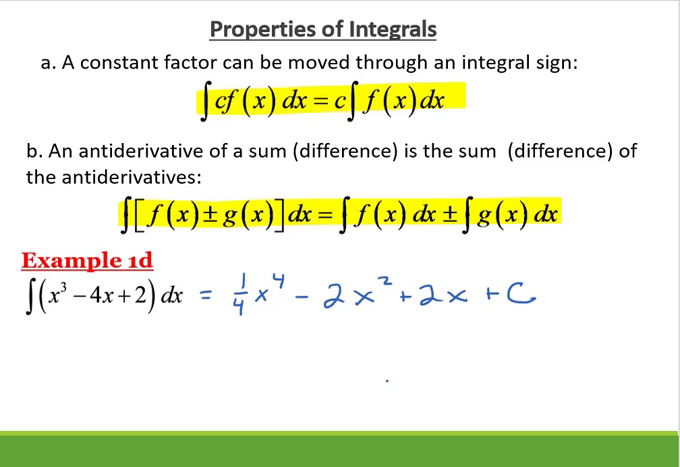Now, you're going to get really used to this. Even right now, I'm so used to doing derivatives, so I'm struggling a little bit with actually taking the integral. You'll get really used to it, okay? It's just going to take some time.